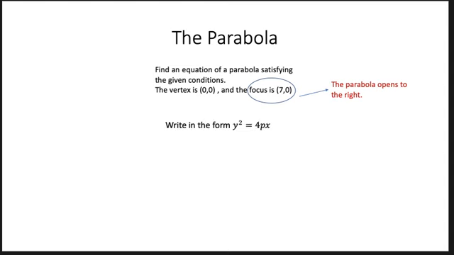So that means we need an equation that's written in the form y squared equals 4px. The problem is I don't know what p is, but I do know what p is. P is 7. I know it's 7 because the vertex is 0, 0, and the focus is 7 units to the right. So that distance is 7. So 7 is my p-value. So the equation is y squared equals 28x.